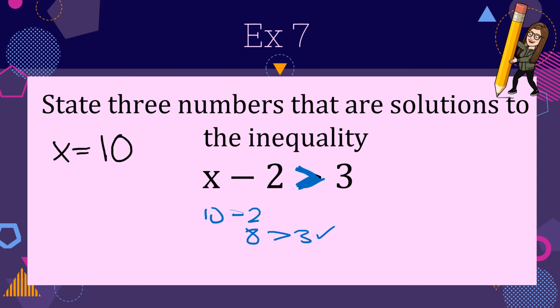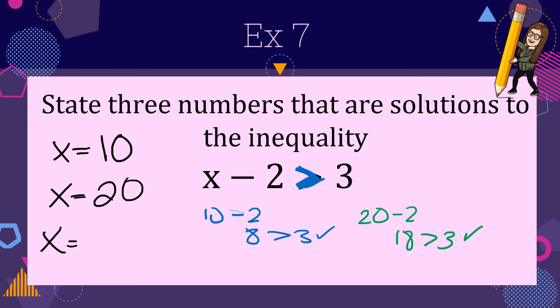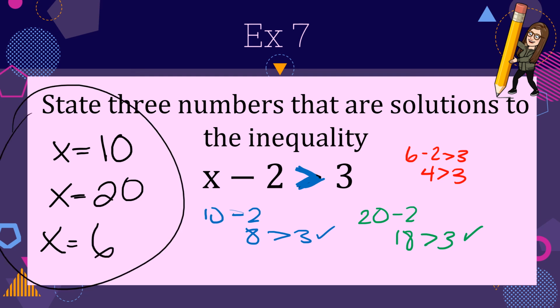Let's try another one. I'm going to try a bigger number. How about 20? 20 minus 2 is 18. 18 is greater than 3. So another option is to say 20, which means larger numbers will work. But I need a third number. I'm just going to try a smaller one. How about 6? 6 minus 2 is 4. Is 4 greater than 3? It is. So that means 6 is also a true solution. So keep in mind, I didn't tell you the range of numbers. You could pick large numbers like 50 million, and it would be correct.